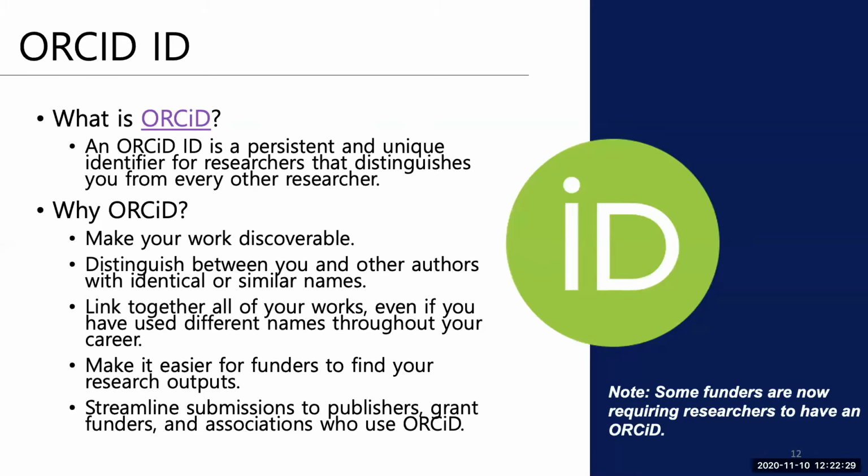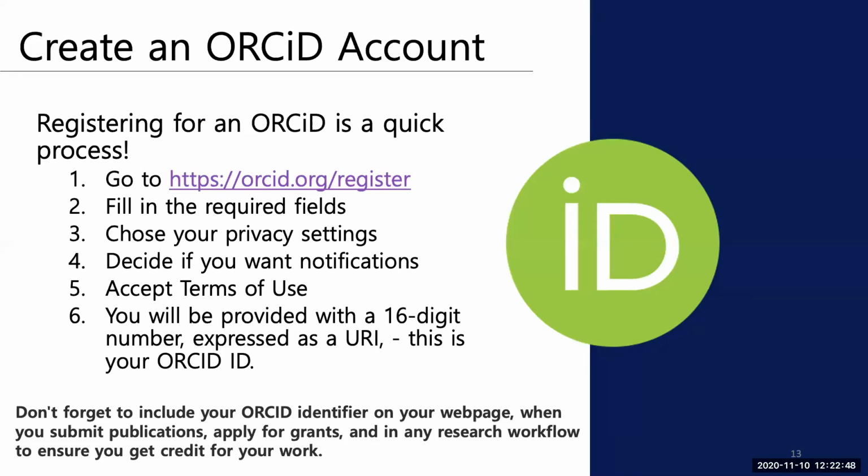It links together all of your work into one place, makes it easier for funders to find you, and streamlines submissions to publishers. A lot of funders are now requiring you to have an ORCID ID, and some journals are highly recommending that you do. And it's freely available. We have instructions here on how to create one. Don't forget to include your ORCID ID on your selected works or on your CV or any other publication or grant you're applying for.